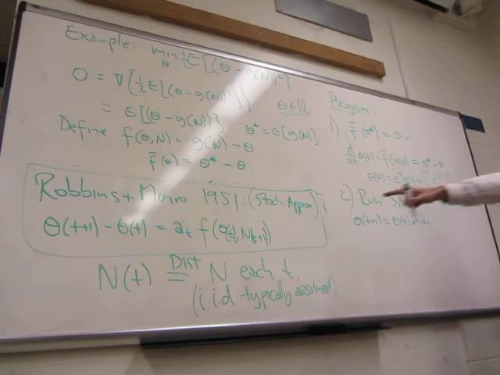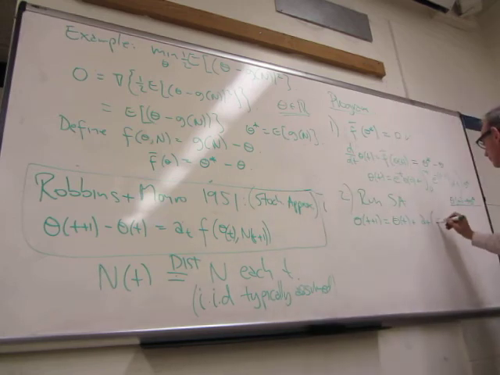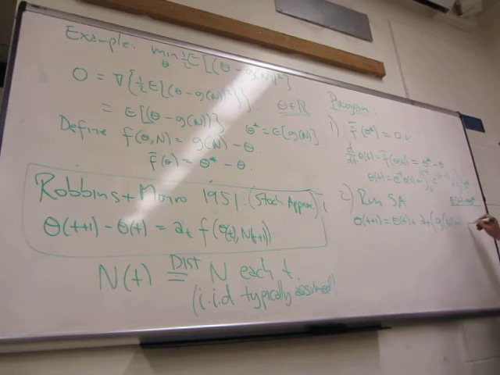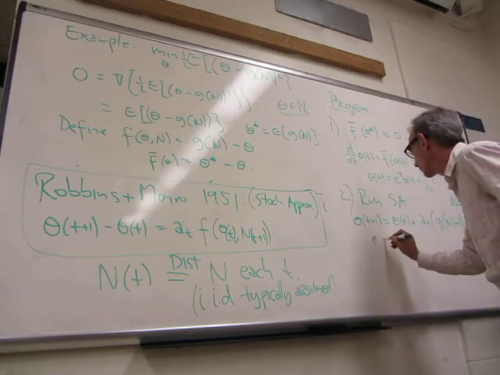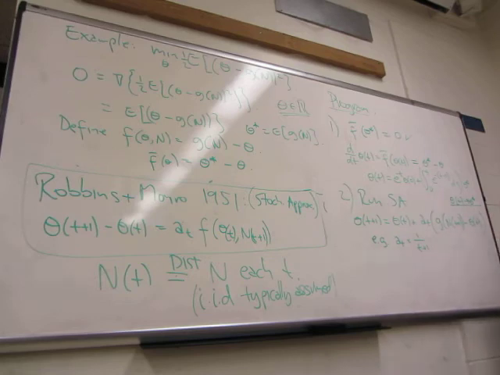So I've got my f there, f, g of n minus theta. And this will work under general conditions. As an example, suppose I take a particular case. Suppose I take a of t to be 1 over t plus 1. Try that out. Well, I can unravel these equations.